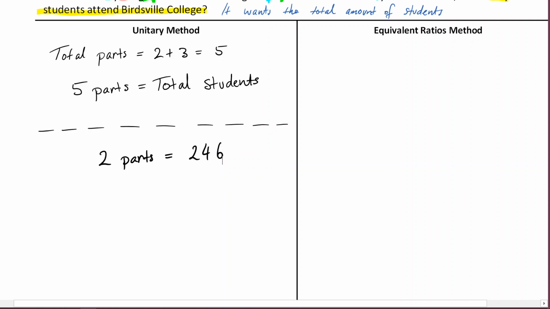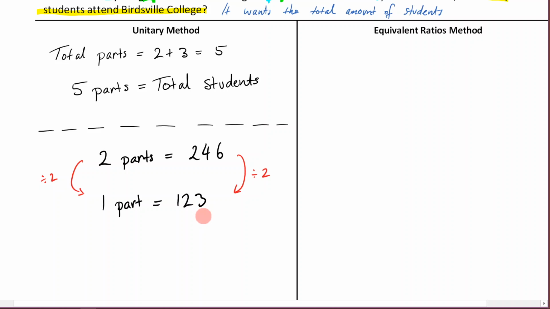Now we can use our unitary method, because remember the whole point of the unitary method is to find 1 part. And we can use this to find 1 part. What we're going to do is divide both sides by 2. 246 divided by 2 will be 123. So that means 1 part is equal to 123.